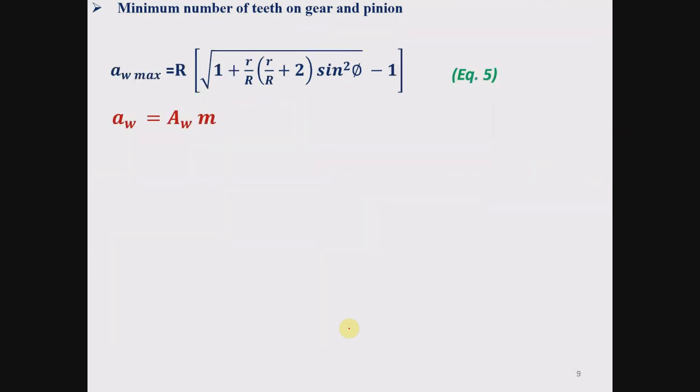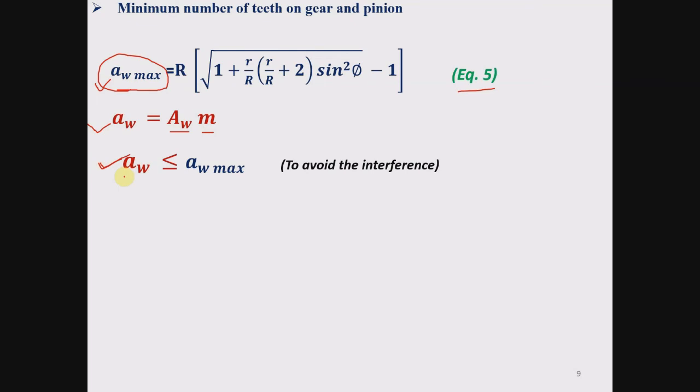Now we have two equations. Equation number 5 gives the maximum value of wheel addendum, and AW is the selected value of addendum for our gear, which equals the addendum coefficient AW times the module. And as I have said, to avoid the interference, the selected value must be less than or equal to its maximum value.